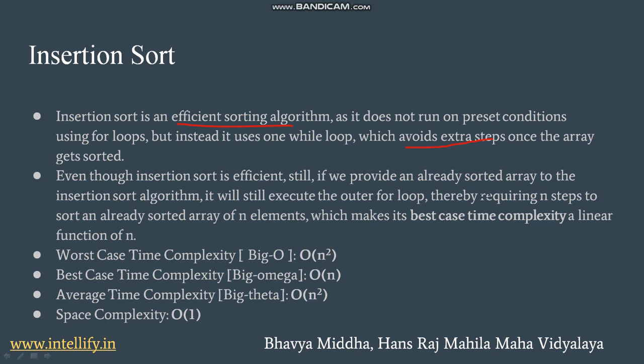Its worst case time complexity is big O, that is O(n square). Best case time complexity is big omega, that is O(n), which we just discussed. It is the best case time complexity. The average time complexity is big theta, that is O(n square). And space complexity is O(1).